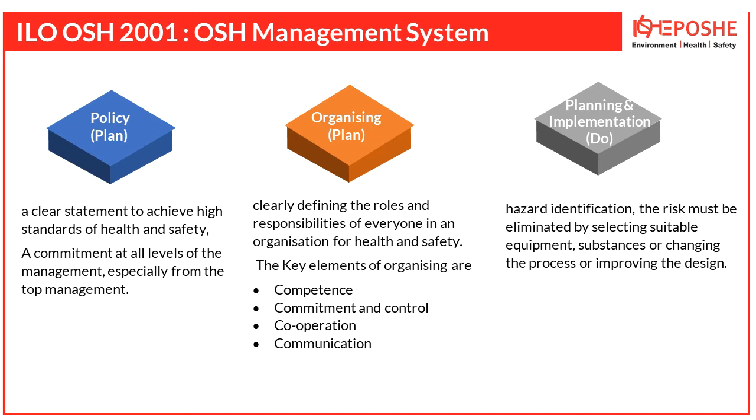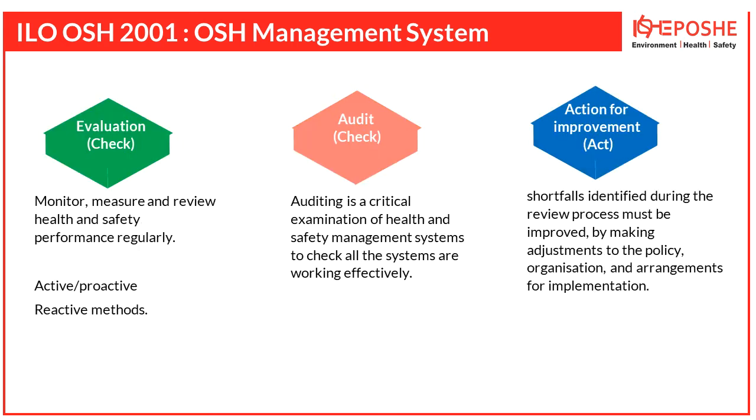Planning and implementation. Planning is an important element of health and safety management system. The employer must have plans in place to identify the hazards and introduce suitable control measures by changing the process or improving the design, providing suitable work equipment, safe system of work, or providing personal protective equipment, which can be introduced to reduce risk level.